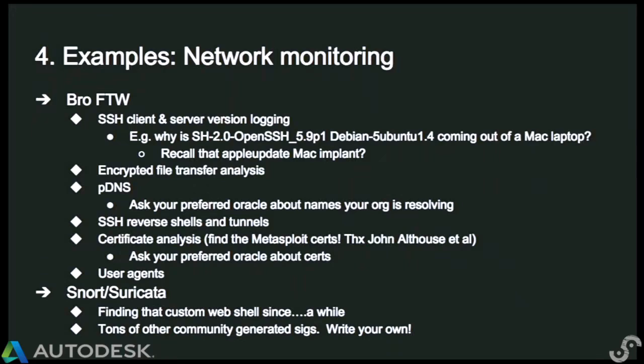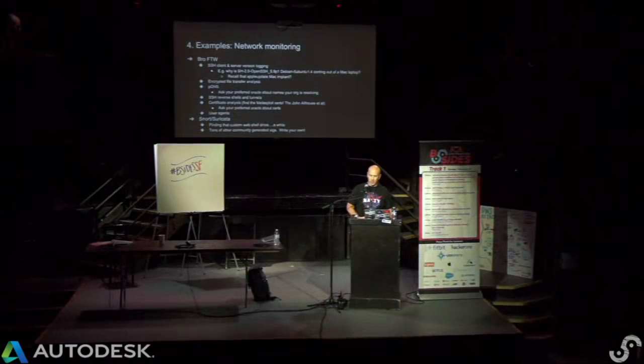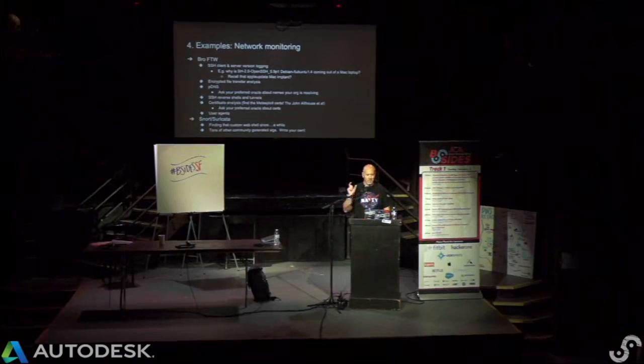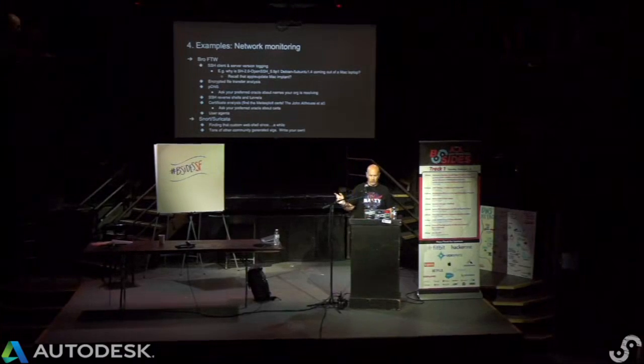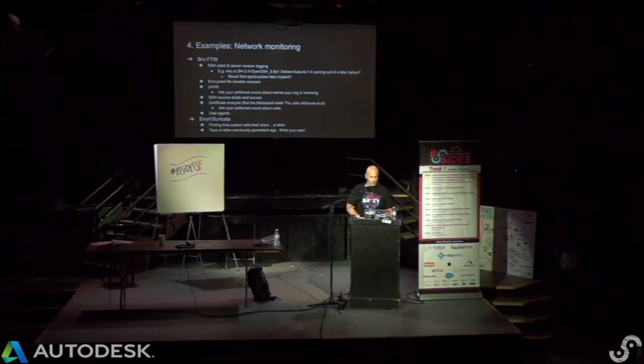In the last couple of years, the Bro framework has gotten really good at doing file transfer analysis on encrypted traffic. SSL is not magic. You can still parse SSL and get meaningful data out and make assumptions around the size of the transfer that occurred. It's not hard anymore. It's great. Passive DNS, you can take this passive DNS data and ask whatever oracle you want about these domain names and make quality assertions about them.